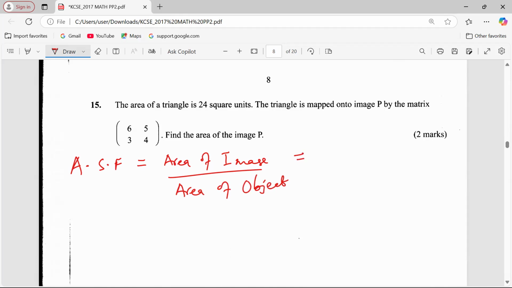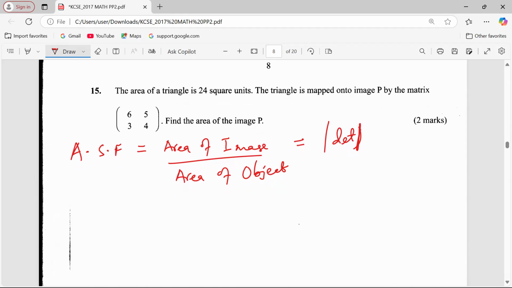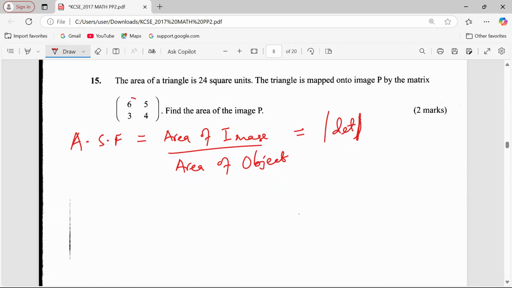And this one is the same as the absolute value of the determinant of the matrix, which is responsible for the transformation. Therefore, we have 6 by 4 minus 3 by 5. This will give us 9. This one is the determinant, 9.